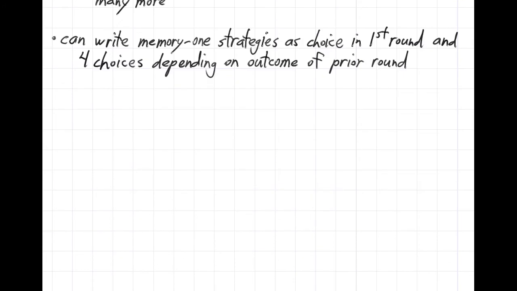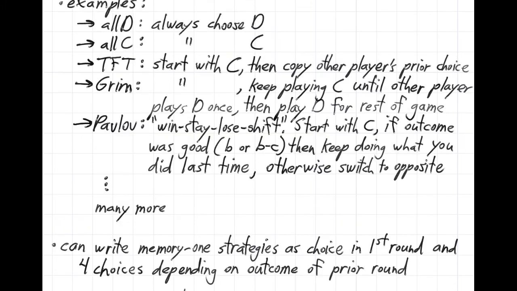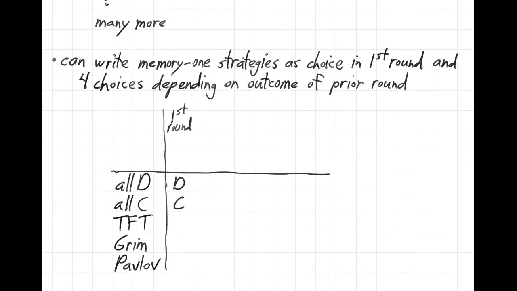So for example, we could write down the strategies that we've written already. They were all D, all C, tit for tat, Grim, and Pavlov. And then we could say what the response would be in the first round. And those are pretty easy to write down. For all D, they're going to defect in the first round. All C cooperates. And all the other strategies that we mentioned, they start with C.